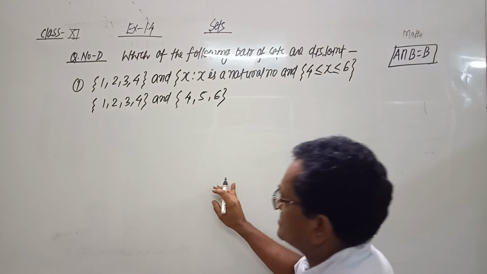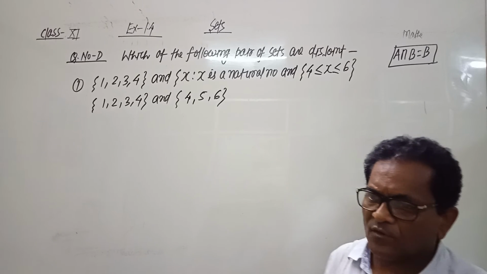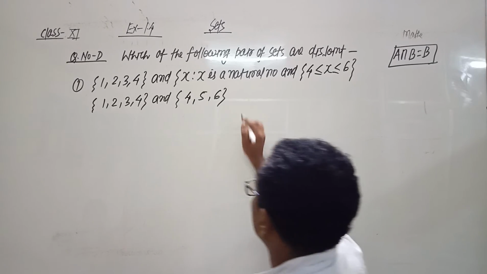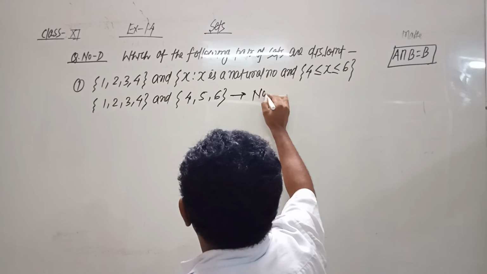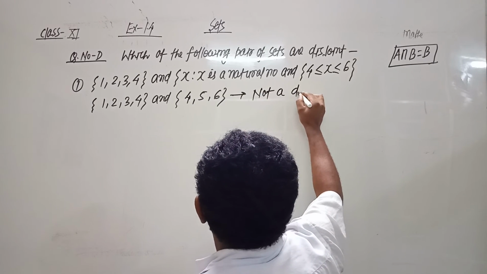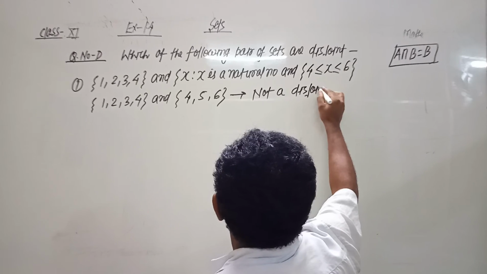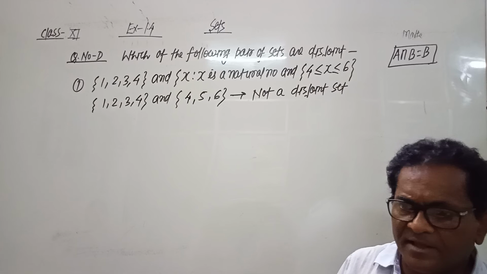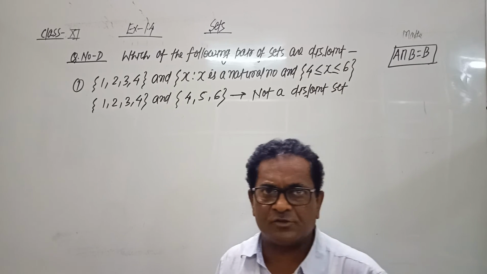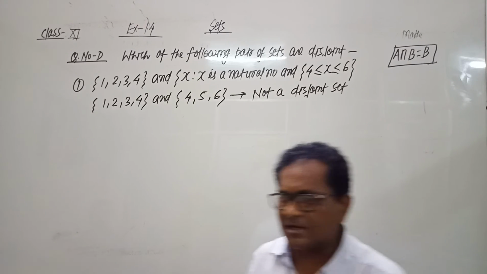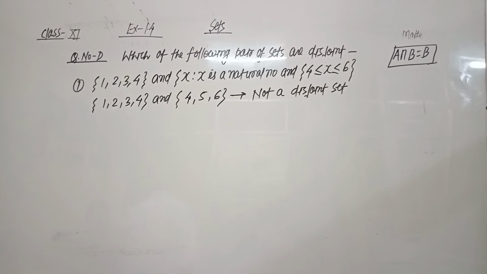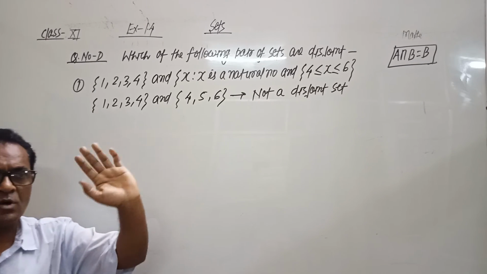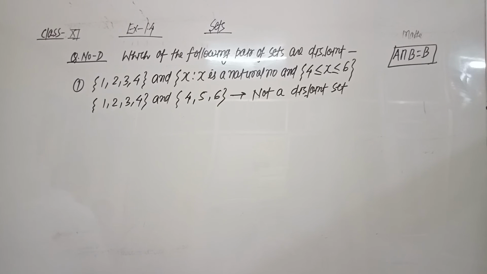So in both the sets, 4 is common. So it is not a disjoint set, because there is an element common, and if there is an element common, then it is not disjoint. Disjoint means no element should be common. If in two sets no element is common, then the sets are called disjoint. But in these two sets 4 is common, so they are not disjoint.